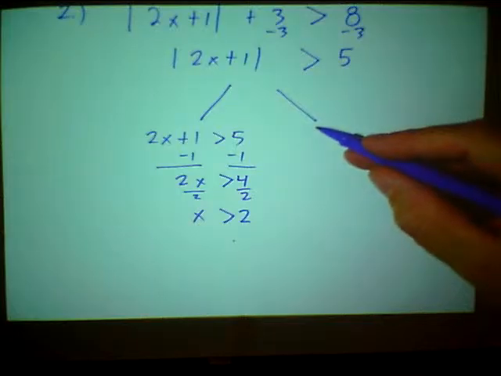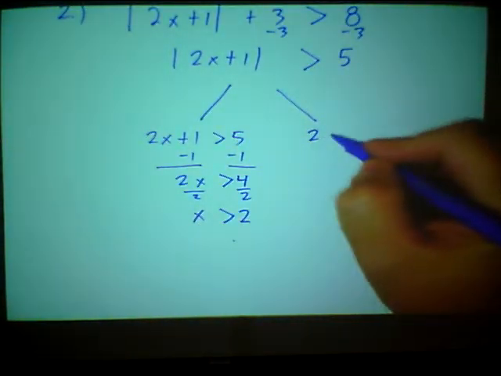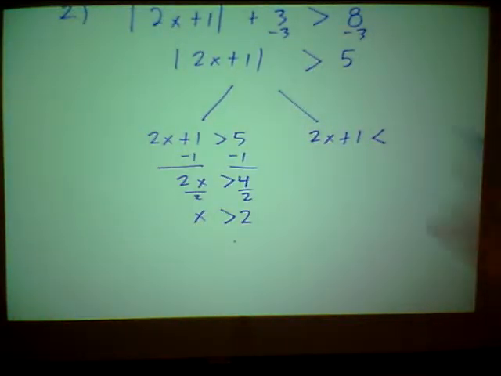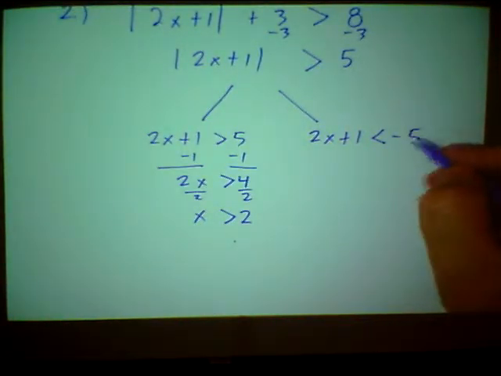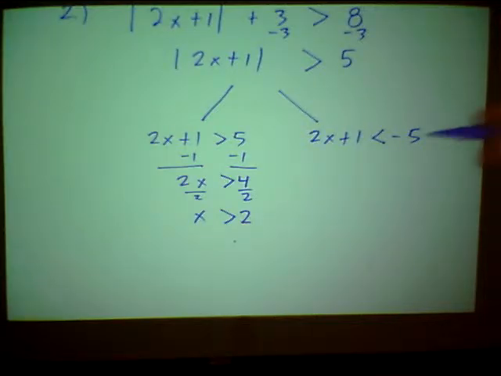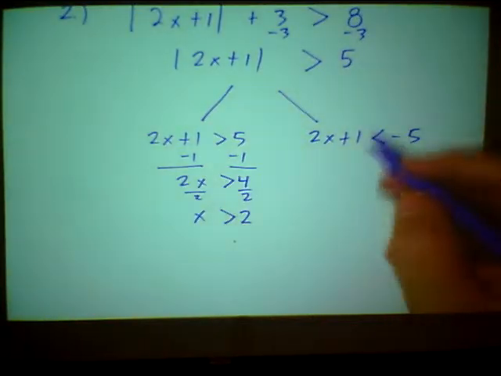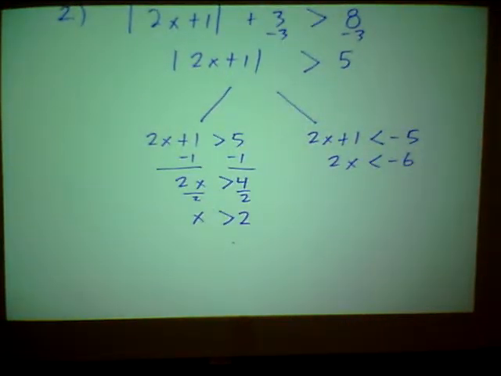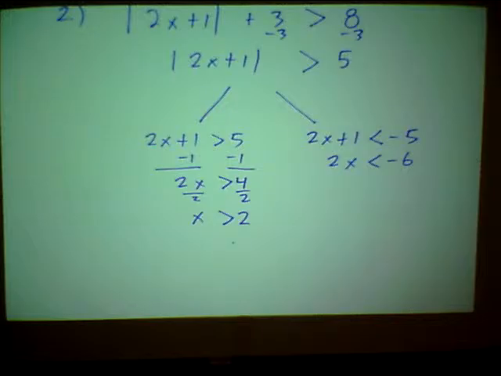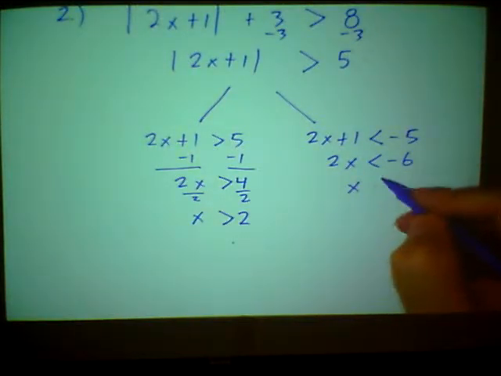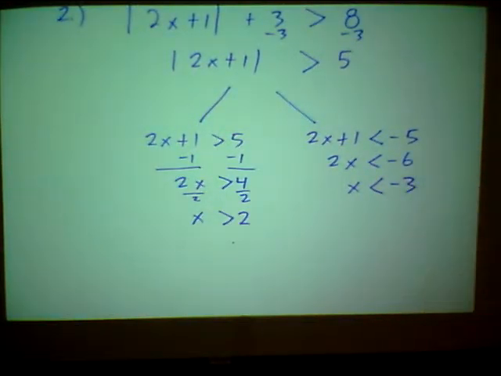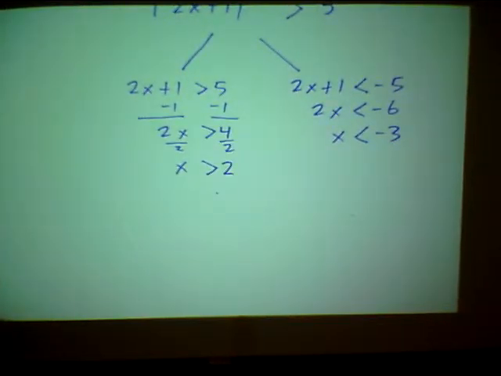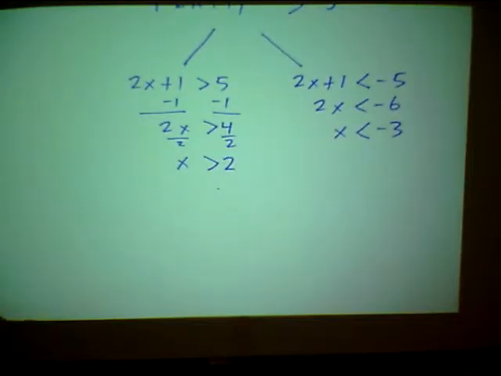Now the other inequality, I drop the absolute value signs, I flip the inequality, and I make the number a negative. Now I'm going to solve this inequality. If I subtract 1 from both sides, I get 2x less than negative 6. If I divide both sides by 2, I have x less than negative 3. So now I'm going to graph both of these inequalities on the same number line.